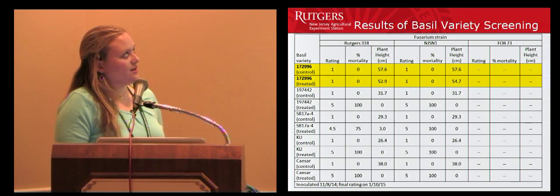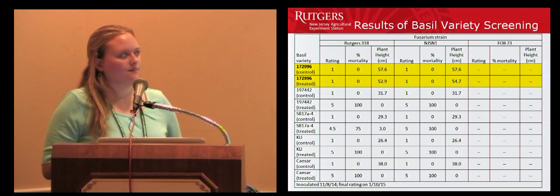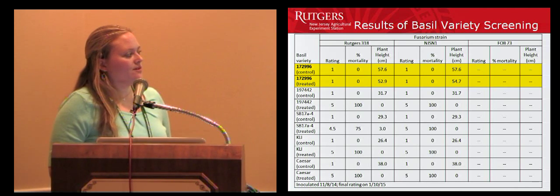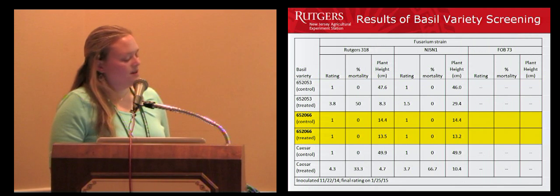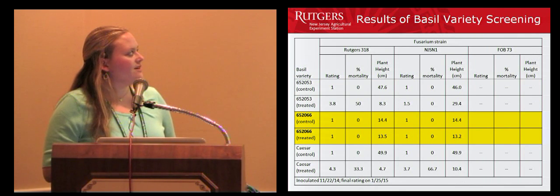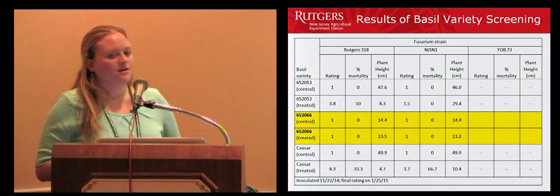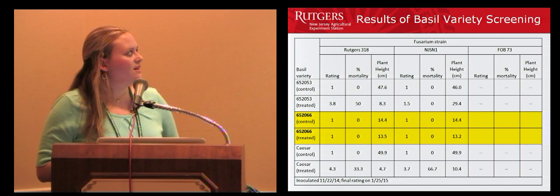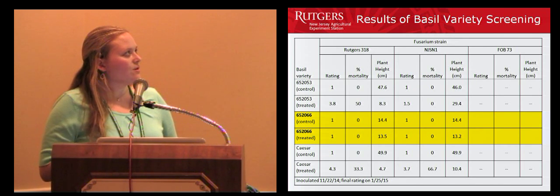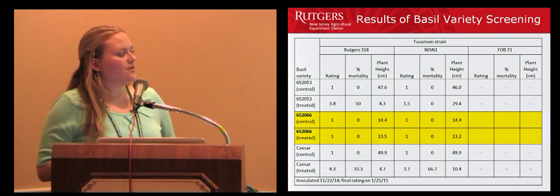And then these are the different lines. We tested with 3 different lines to confirm this. Another variety that did well was the 652066. Compared to the control, there was 0% mortality, and the plant heights were pretty similar. And then they were also tested against these 3 Fusarium lines.